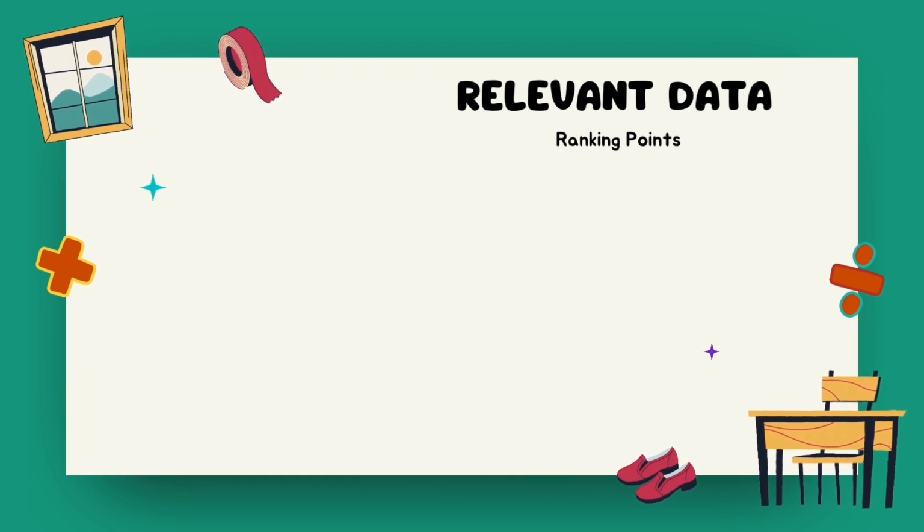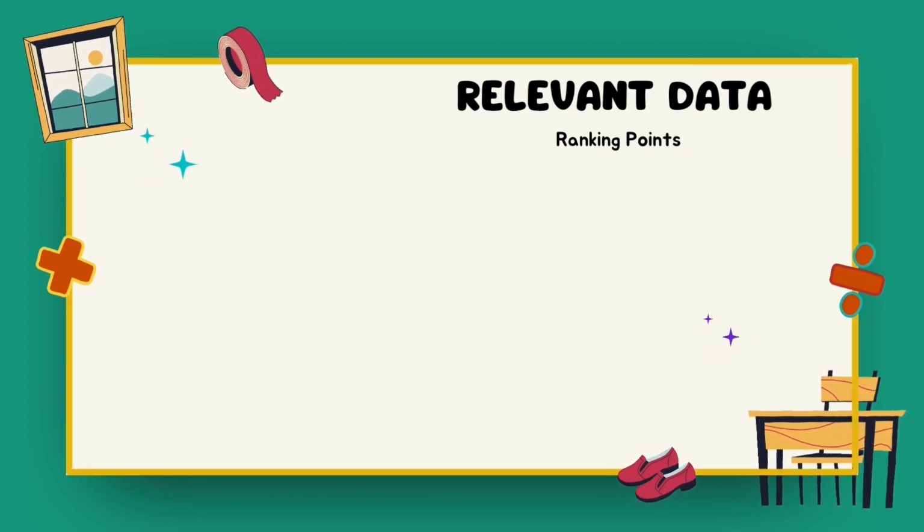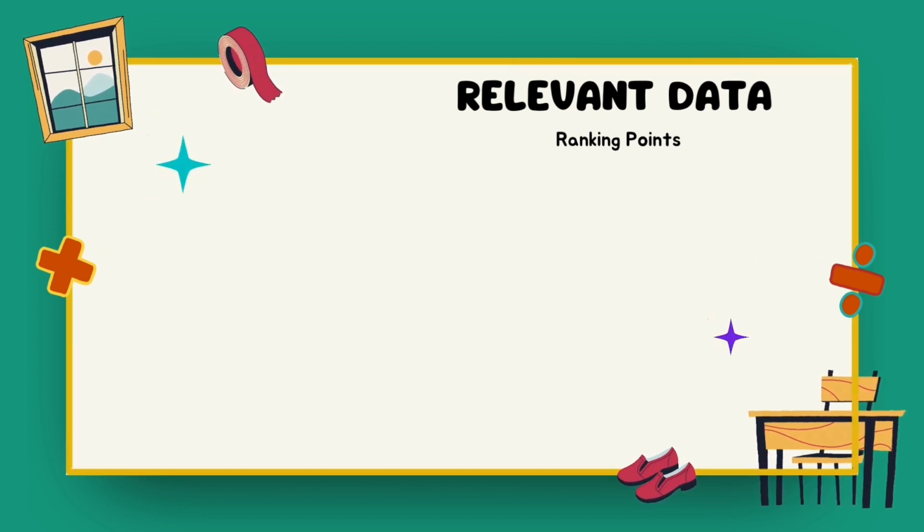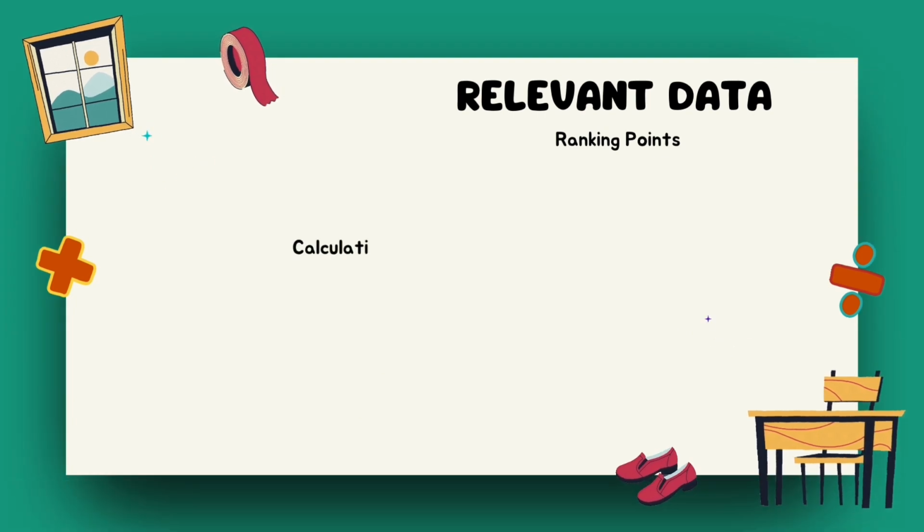Ranking points: candidates receive points based on their rank. For example, in a scenario with 5 candidates, a first-place vote might earn 5 points, a second-place vote 4 points, and so on. Next, calculation. The total points for each candidate are summed, and the candidate with the highest total is considered the winner.